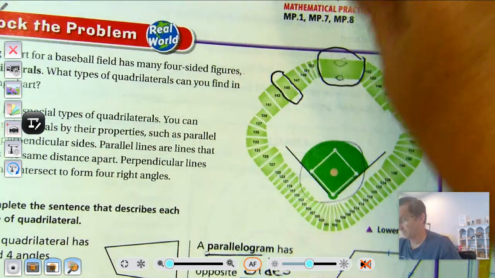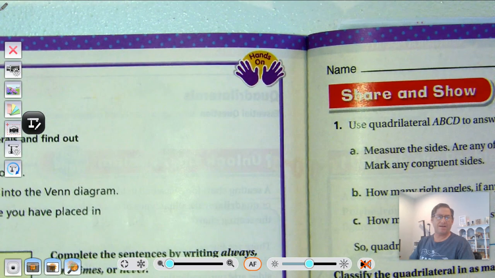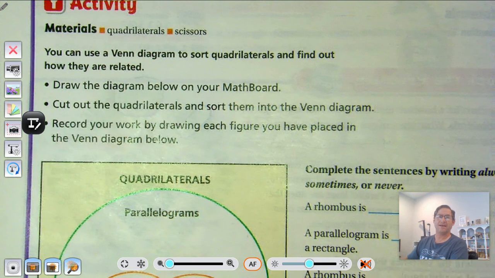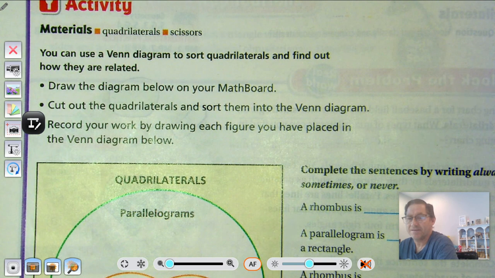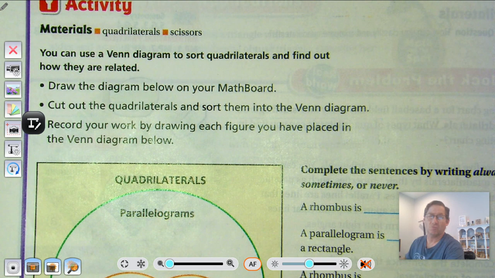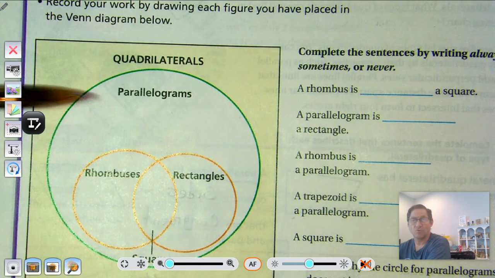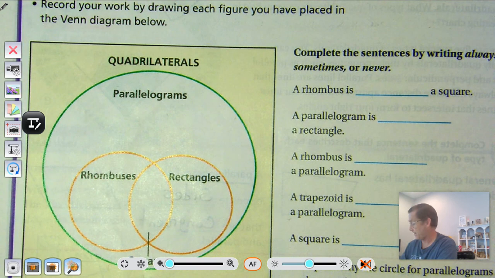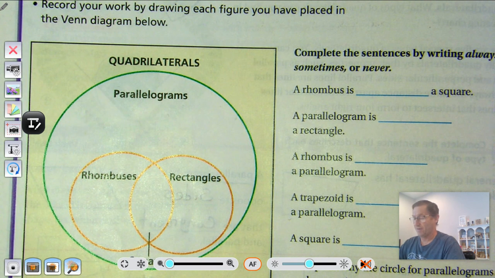All right, so let's look at page 474. Now, I need to admit that I'm not quite sure what they mean by cut out the quadrilaterals and sort them into the Venn diagram. So what I'm going to do is just go ahead and draw things that would be appropriate for each of the boxes. Okay. So parallelograms.